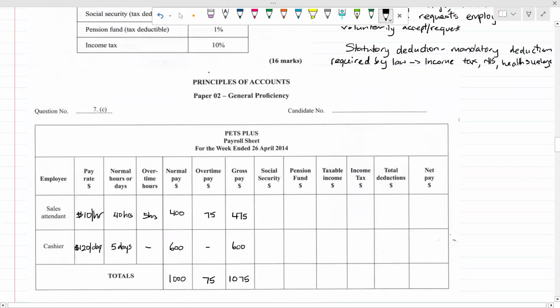Social Security now. So Social Security is 5%. Right? So we find 5% of the gross pay. 475 by 0.05. That's 23.75. So you're going to get some figures like this, right? And then 600 by 0.05, 30. 23.75 plus 30, 53.75.